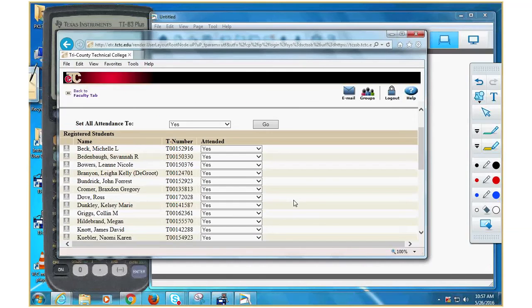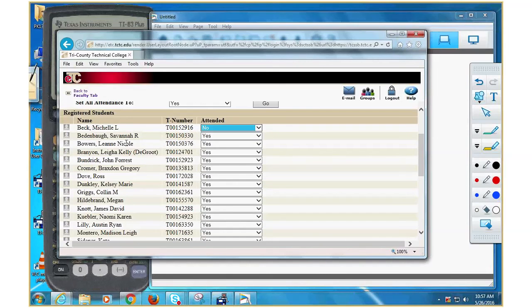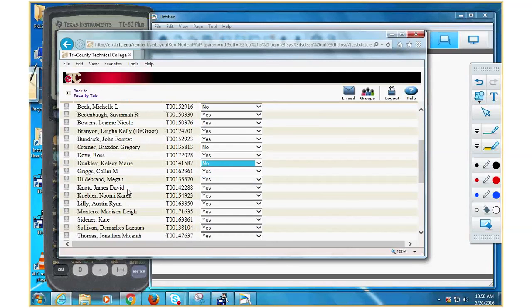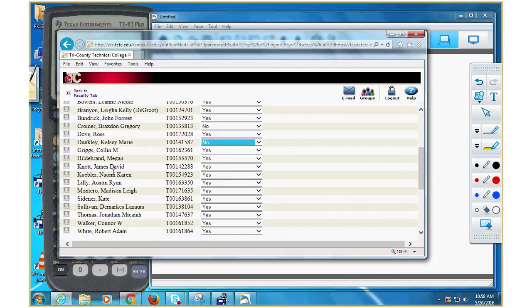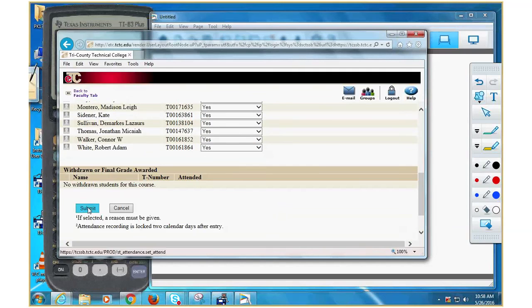Beck, Bidenbaugh, Here. Bowers, Here. Branyan, Here. Bundrick, Here. Cromer, Dove, Here. Dunkley, Griggs, Here. Hildebrand, Here. Knott, yeah, he texted me he will be here. Keebler, Here. Lilly, Here. Montero, Here. Seidner, Here. Sullivan, Here. Thomas, Walker, Here. And White. Here.